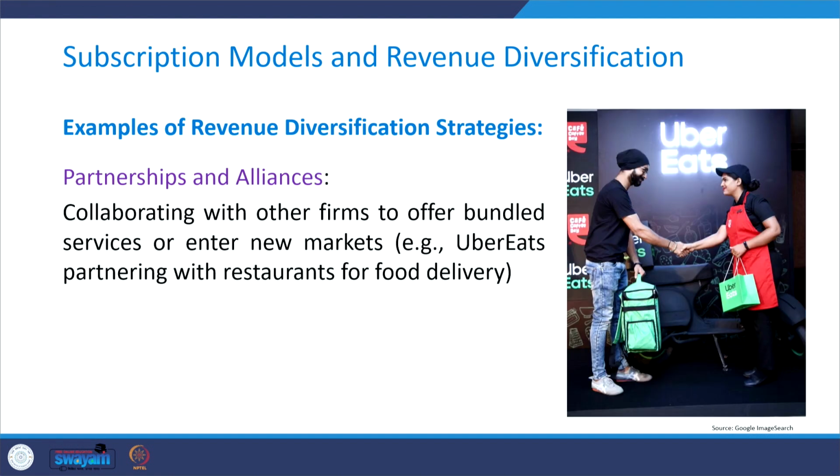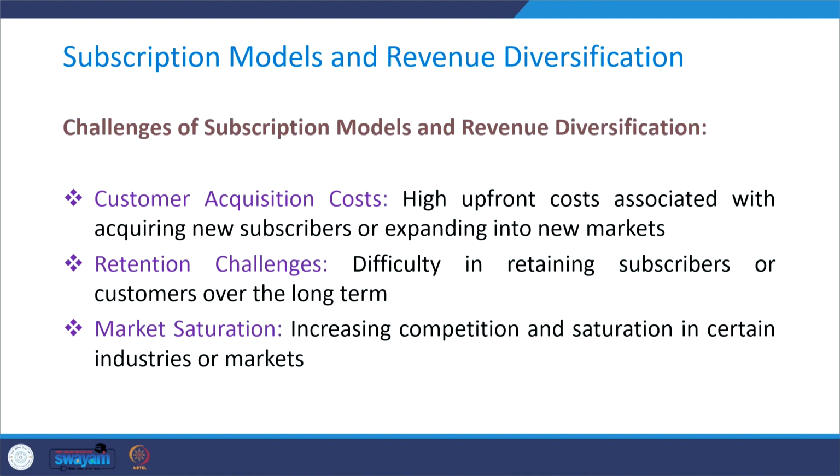Third example is with respect to partnerships and alliances. Collaborating with other firms to offer bundled services or entering into new markets is an example of developing partnerships and alliances. For example, Uber Eats partnering with restaurants for food delivery. That's an example of this particular partnership. So, there are so many challenges as well when it comes to going for subscription models and revenue diversification.